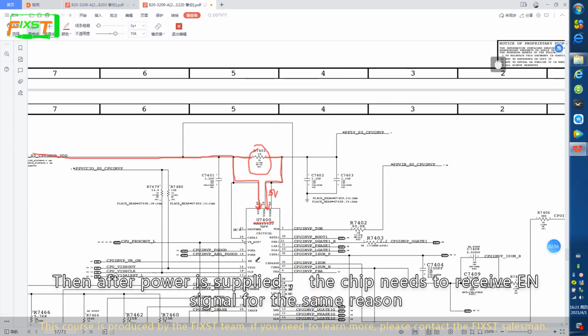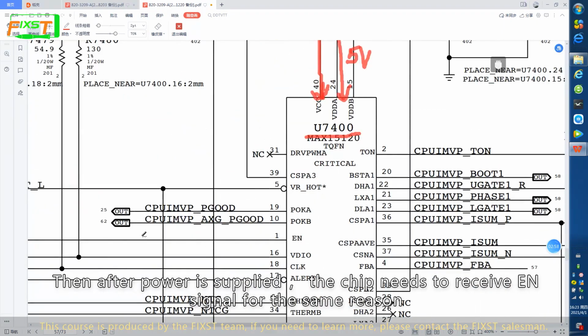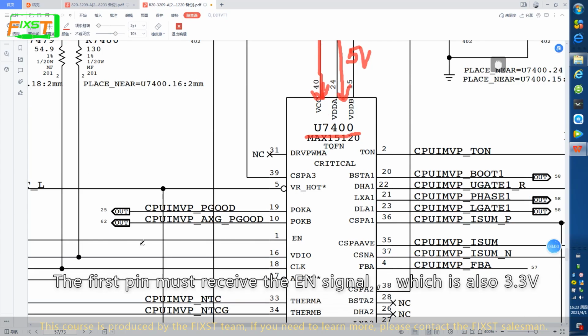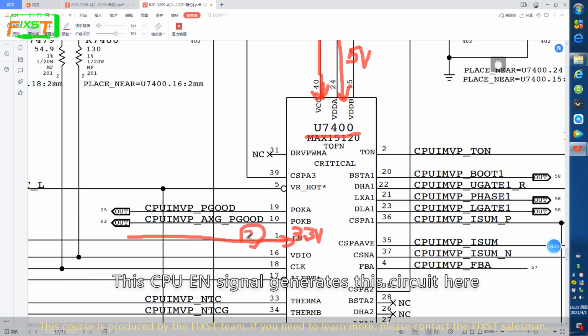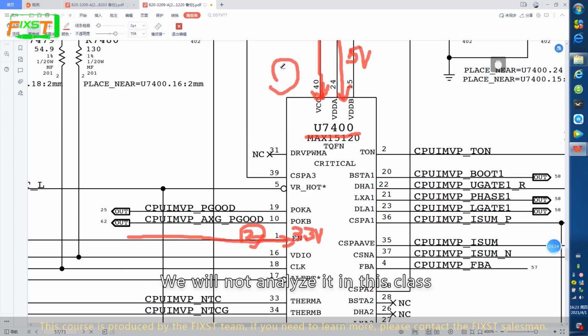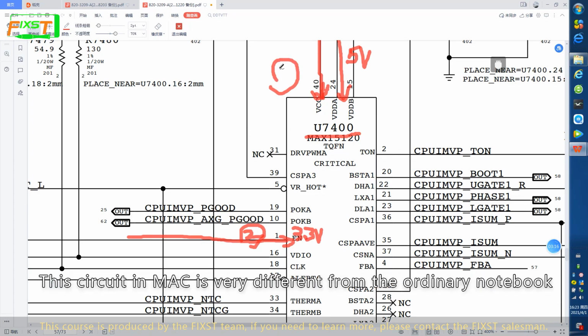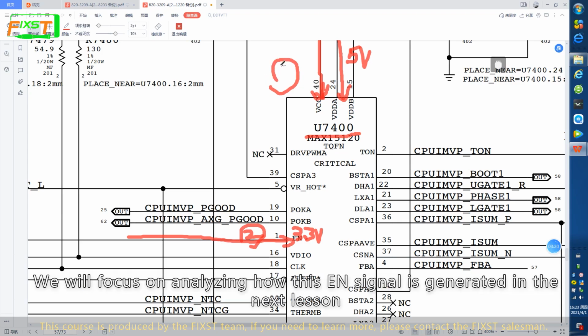Then after power supply, the chip needs to receive the EN signal for the same reason. The first pin must receive the EN signal, which is also 3.3 volts. This is the second step. The circuit that generates this CPU EN signal here, we will not analyze in this class. The circuit in the math is very different from the ordinary notebook. We will focus on analyzing how the EN signal is generated in the next lesson.